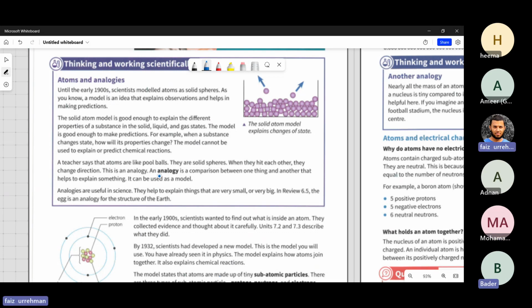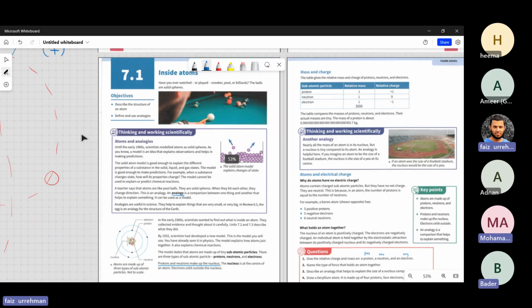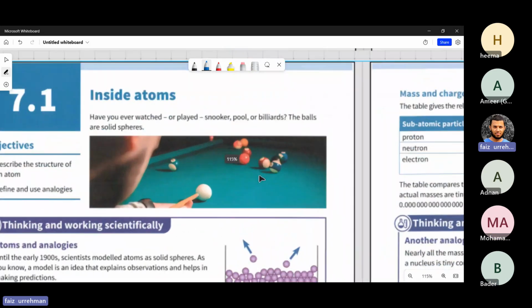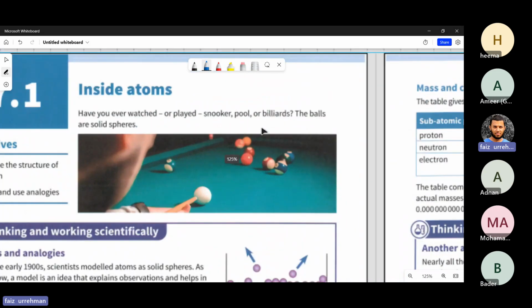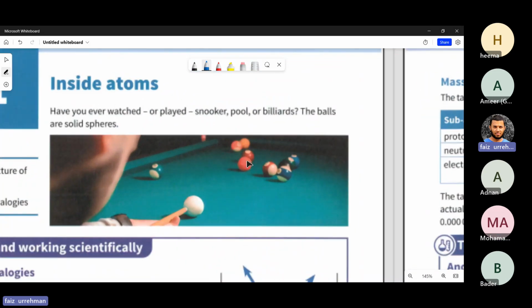Analogy is when I want to explain to you something, I give you an example of a situation. That thing is known as analogy. Like here, they have used the example of pool balls to explain the concept of atom. So this is an analogy. This is the English meaning of analogy.